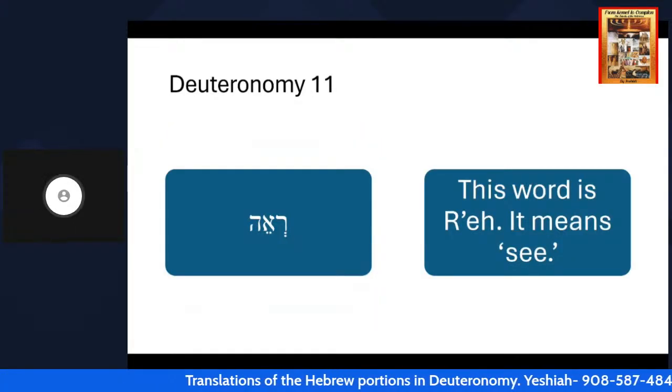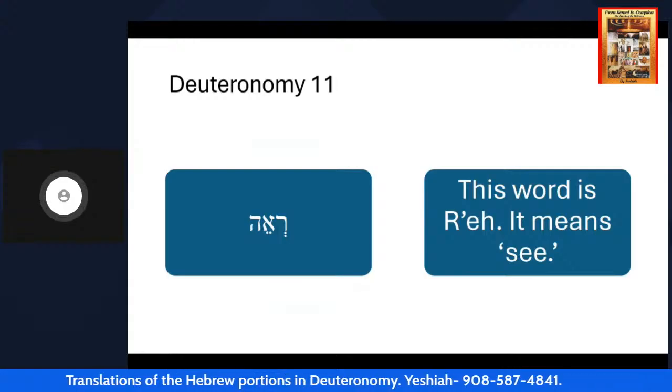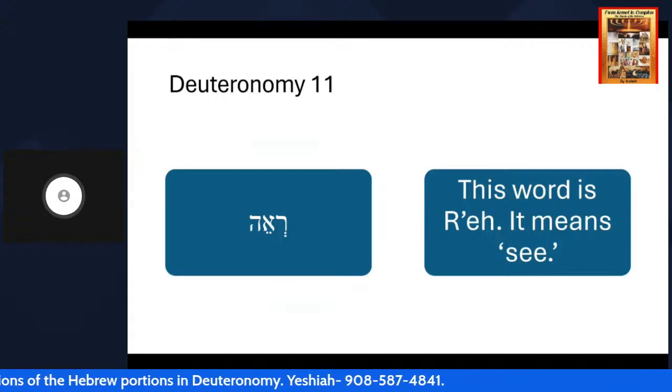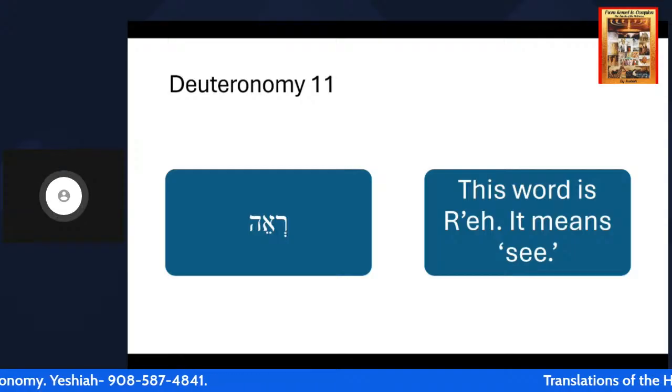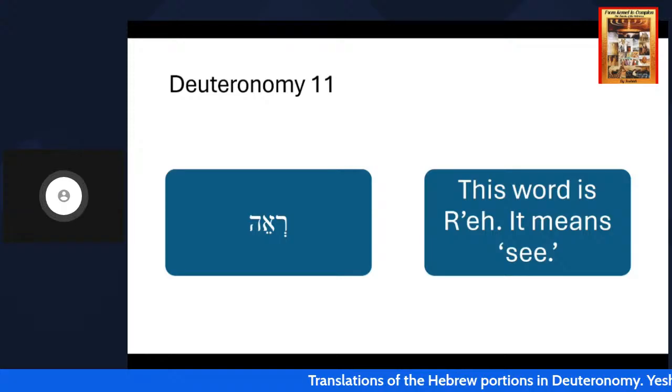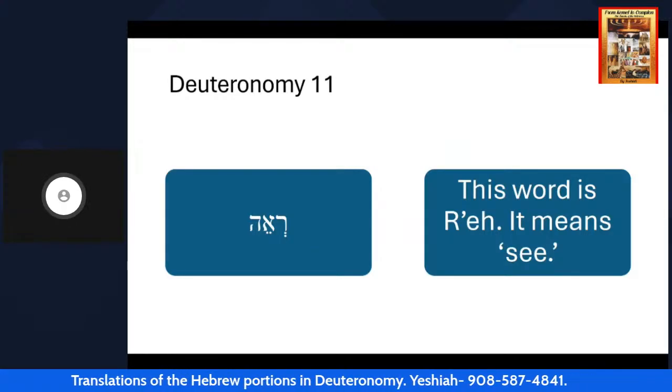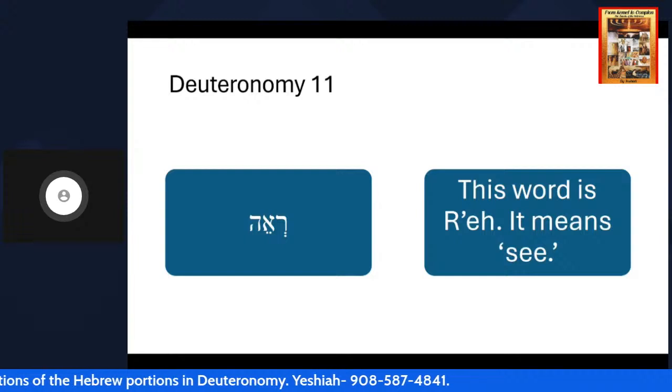Here we see the word re'eh, and it means see, like you're seeing something with your eyes. It also means behold. Now, brothers and sisters, those familiar with the language know that any verb, because seeing is an action word, that any verb that ends with the letter hey, brothers and sisters, is what you call a lamed hey verb.